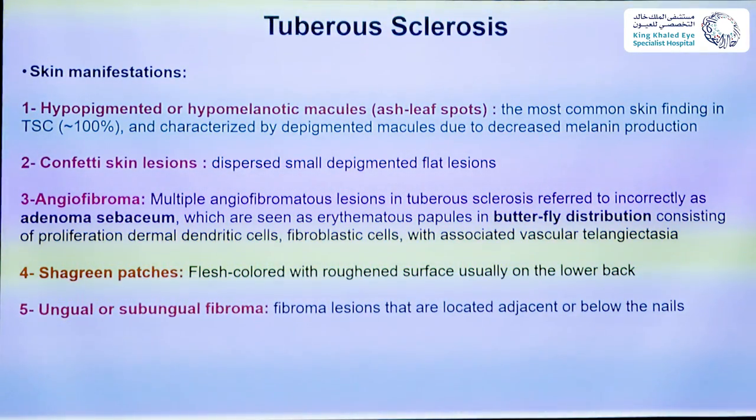Angiofibroma can happen mainly in the skin, on the face, and mainly in the butterfly distribution of the face. It's considered a proliferation of dendritic cells, fibroblastic cells, and vascular telangiectasia, hence the name angiofibroma. Before, it was considered adenoma sebaceum, but it was found that it was incorrect. Shagreen patches are flesh-colored with a rough surface. Shagreen means not smooth. Mainly you can see it on the lower back, and fibroma if it involves the nails, just adjacent to or below them.